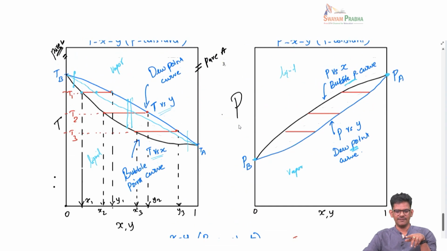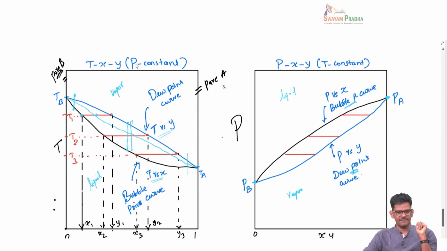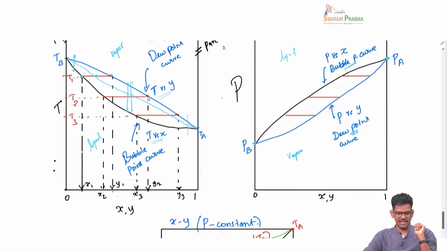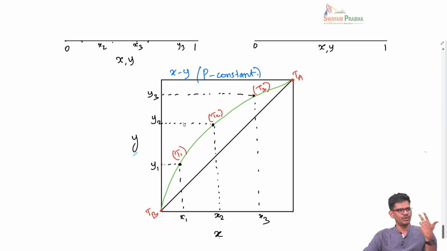Okay, now if I go back here again, here I have kept the pressure constant, let's say 1 bar, and I have done this. Now let's say I want to do this for 2 bars. This curve will be different. So this green curve, which is an XY plot, will also be a function of what pressure you are fixing.